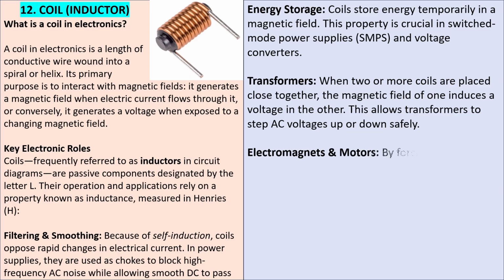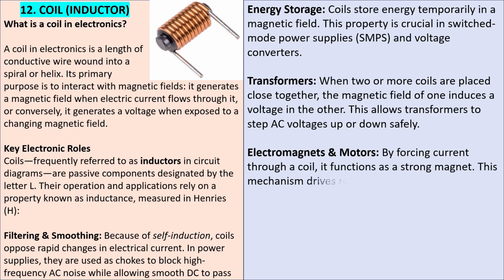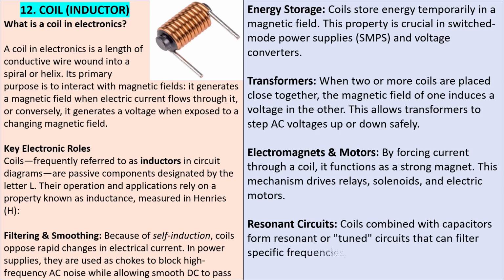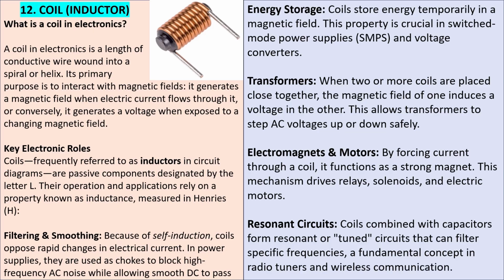Transformers. When two or more coils are placed close together, the magnetic field of one induces a voltage in the other. This allows transformers to step AC voltages up or down safely. Electromagnets and motors. By forcing current through a coil, it functions as a strong magnet. This mechanism drives relays, solenoids, and electric motors. Resonant circuits. Coils combined with capacitors form resonant or tuned circuits that can filter specific frequencies, a fundamental concept in radio tuners and wireless communication.